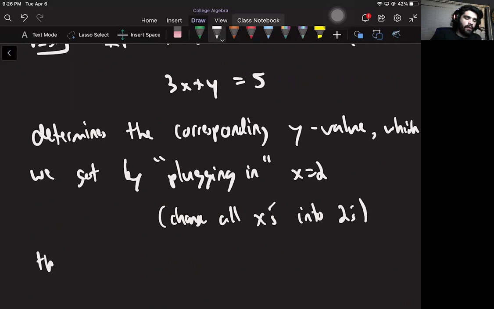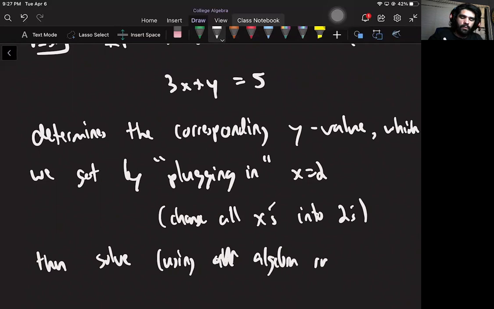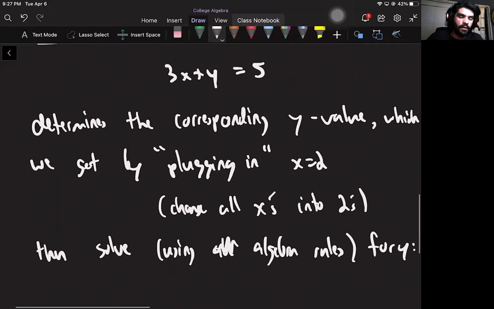And then we can solve using algebra. Oops, how do you spell algebra? Algebra rules for y. Okay, so let's go ahead and do it.